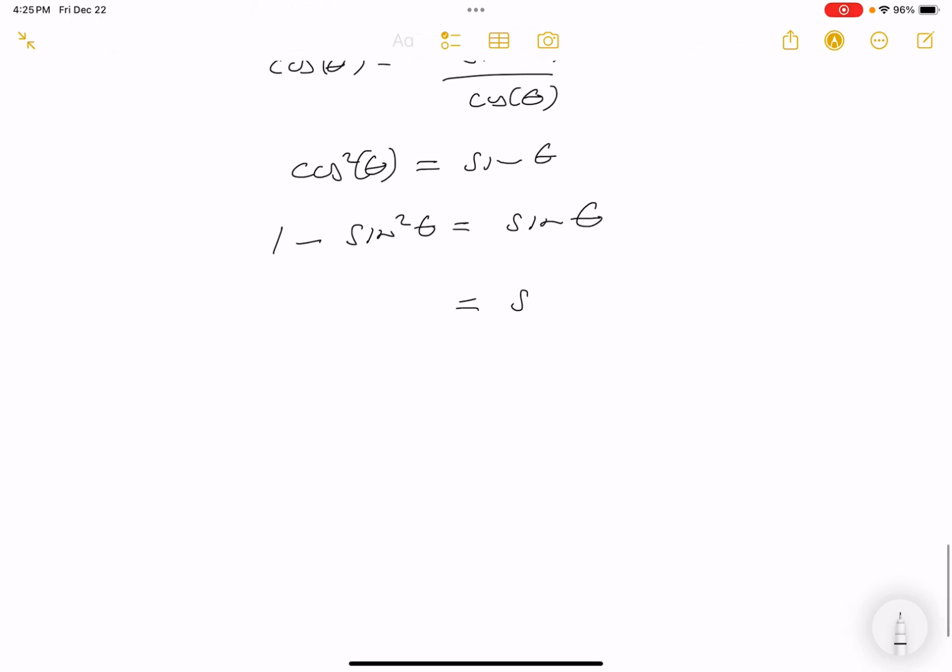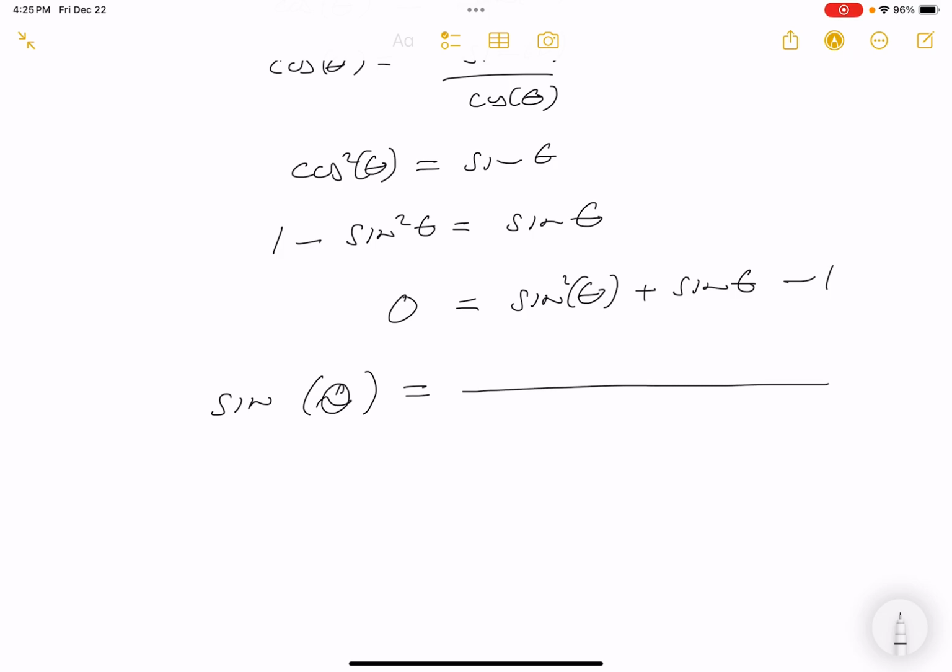What do you get over here? Sine squared theta plus sine theta minus 1 equals 0. I'm going to use the quadratic formula to solve that. And I'm solving for sine theta, sorry about that. I'm not going to solve for theta necessarily. It's going to be this quadratic formula. I'm going to get a 2.